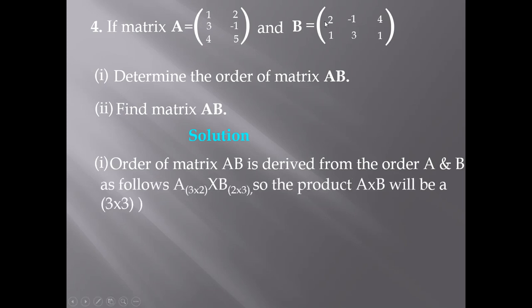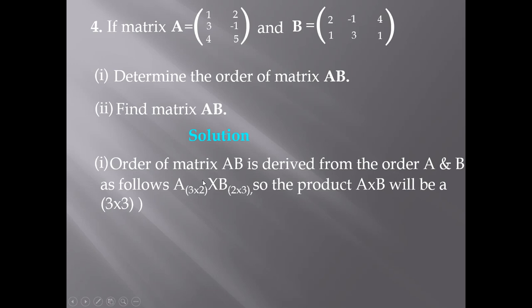How about B? How many rows do you see? 1, 2. 2 rows. And how many columns? 1, 2, 3. So B is a 2 by 3 matrix. Now we check it here: A is 3 by 2, B is 2 by 3. So A times B is very possible. Why? The number of columns of matrix A is equal to the number of rows of matrix B. This is 2, this is 2. They are actually the same, meaning that A times B is very possible.